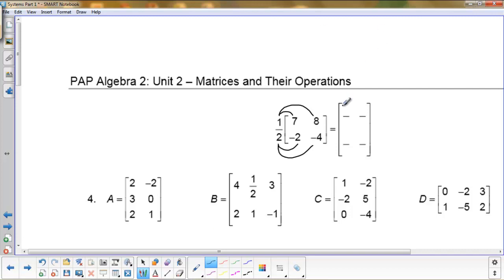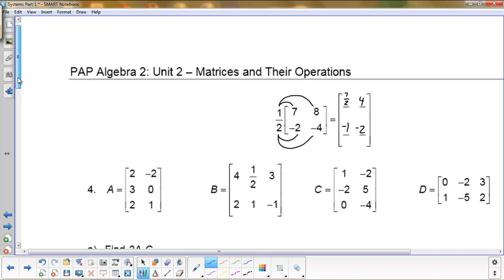So 7 times 1/2 is 7 over 2. Half of 8 is 4. Half of -2 is -1. And half of -4 is -2. So that's how you want to deal with scalars when we're working through the matrix.